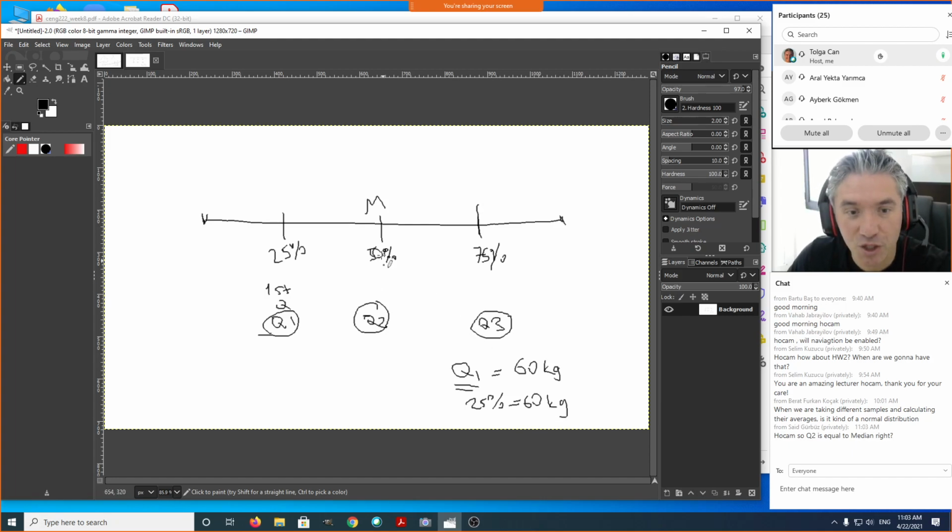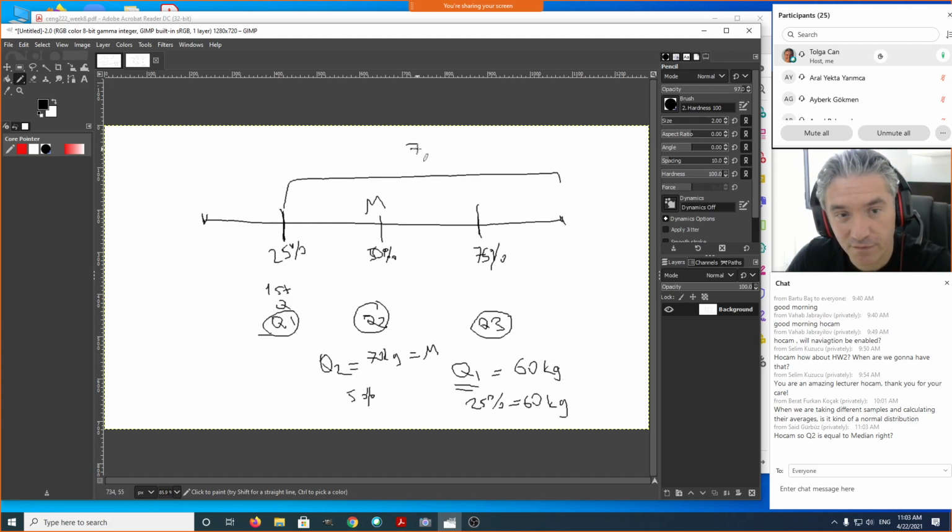And Q2 is exactly equal to the median. So when you say Q2, the second quartile, is equal to, for example, 70 kilograms, this is the median. It means that 50% of the population has weight below this 70 kilograms, and 50% of them are above. Here also, this Q1 of 60 kilograms also means that 75% of the population are above 60 kilograms.